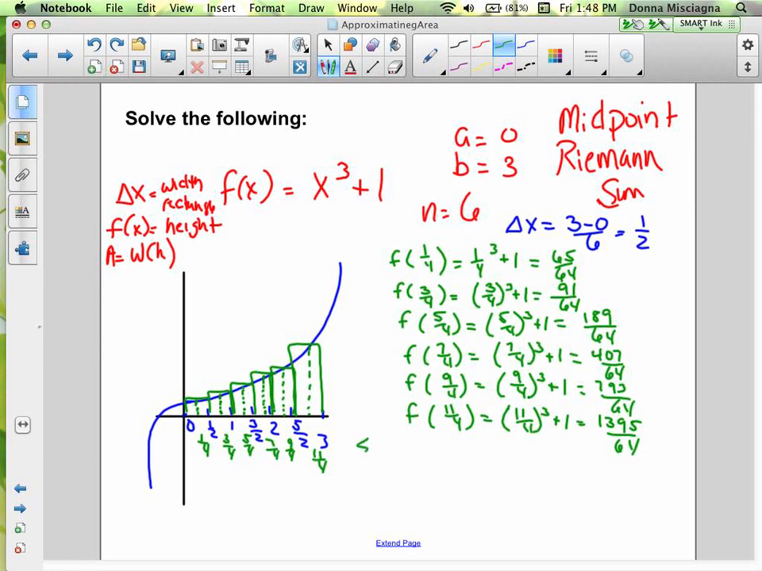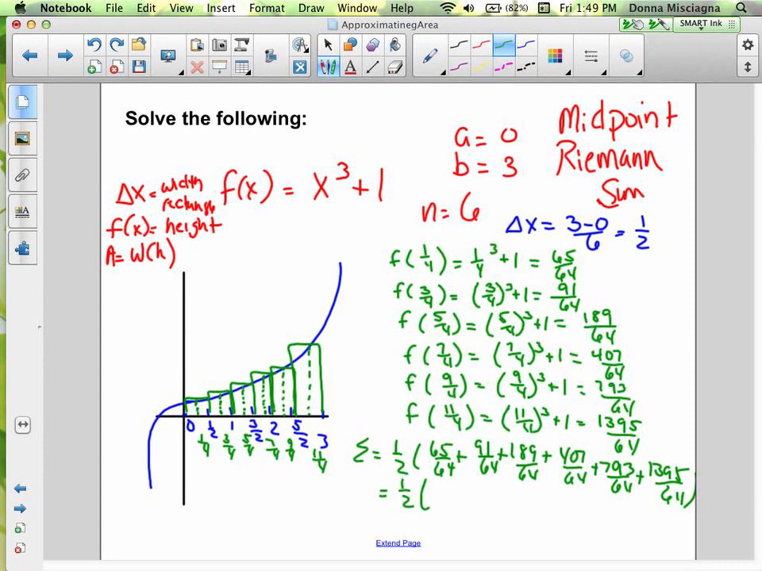Then let's find our sum. So 1/2 times, and we'll add these because we had a common denominator. There's no reason we shouldn't. 65 64ths, 91 64ths, 189 64ths, 407 64ths, 793 64ths, 1395 64ths. Plus 793 plus 407 plus 189 plus 91 plus 65. And that's 2940. By the way, I wouldn't even bother reducing if this were the AP test because you wouldn't want to accidentally make a mistake. But you know, in everyday work, you should.